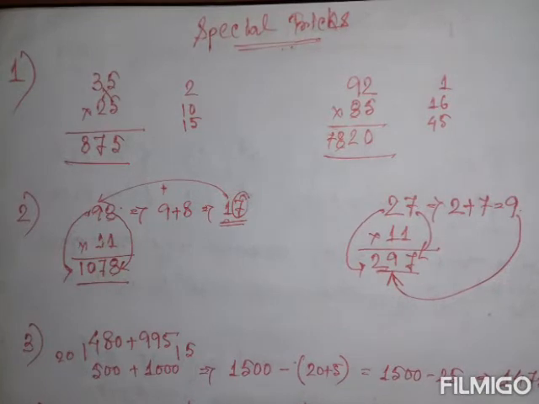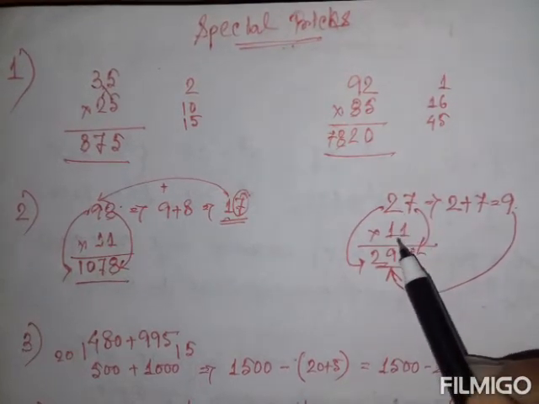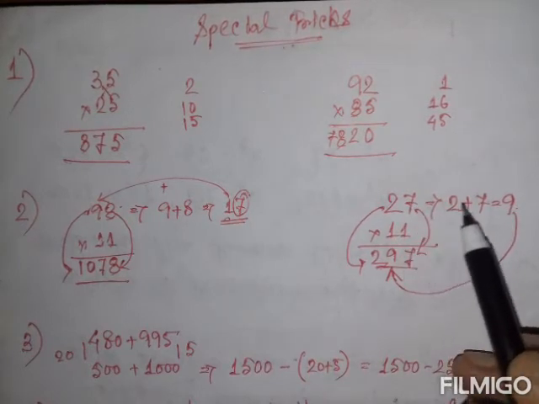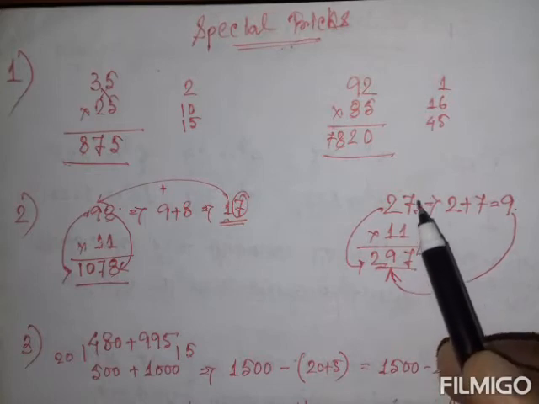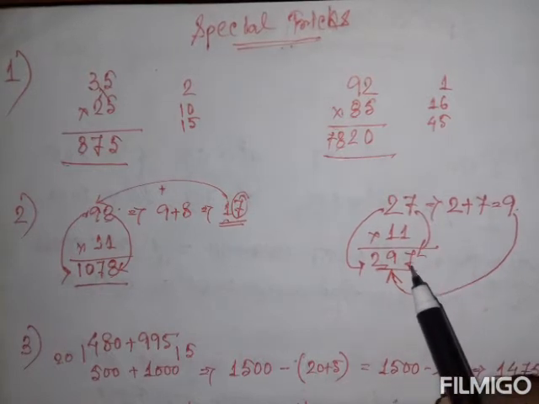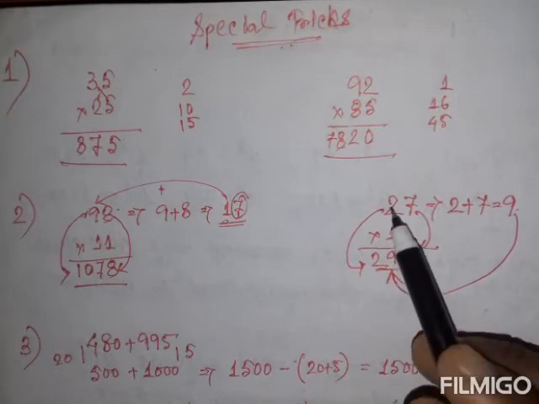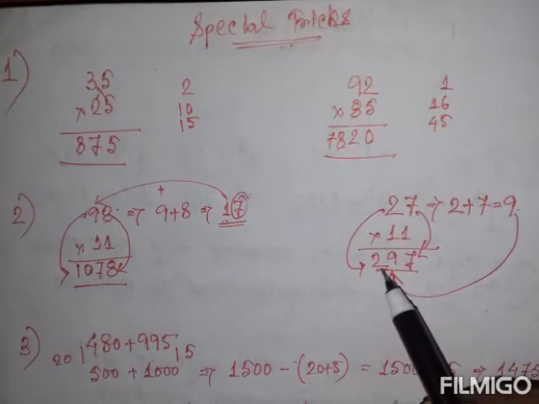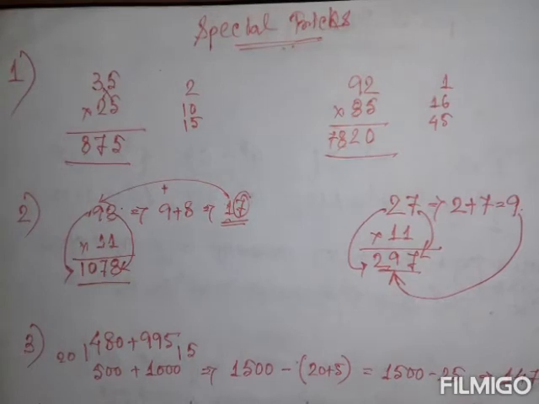In the same way 27 and 11. 2 plus 7 means 9. The unit digit of 27 is 7. We can put here 7. This 9 we can put here 9 and 2 in the extreme left. 297 is the multiplication of 27 and 11.